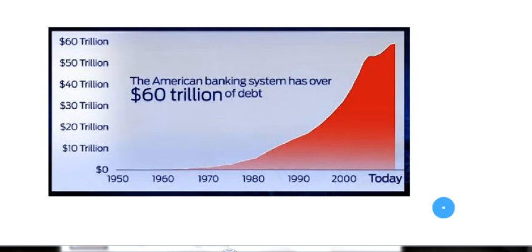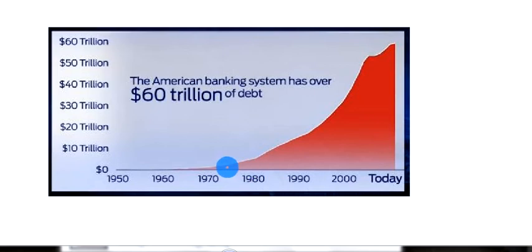The American banking system has over $60 trillion in debt, and I don't think this includes derivatives. I think this is just straight-away debt. Now, what's interesting here, you'll hear about people called gold bugs. Gold bugs believe our money should be backed by gold because you actually have to dig it out of the ground. You have to refine it. It takes real work to produce gold and therefore constrains the government. And I believe that is an accurate statement.